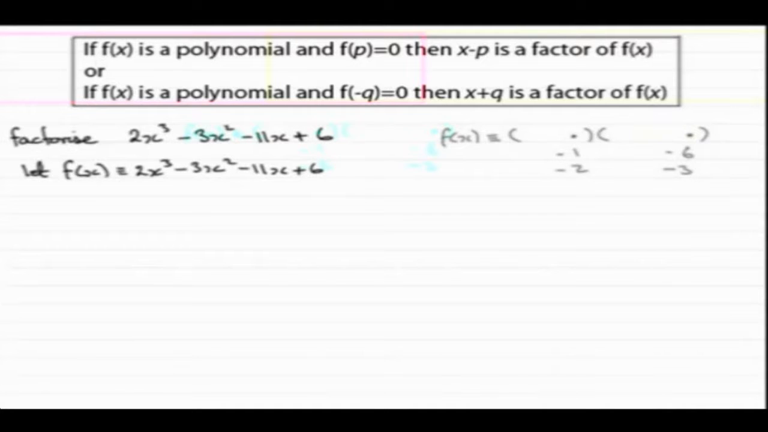So, let's start by trying x is 1. If you were to do f of 1, we would substitute x is 1 in here and have 2 times 1 cubed, minus 3 times 1 squared, minus 11 times 1 plus the 6. And if we work that out, what does it come to? It comes to minus 6. So it didn't come to 0. If it did, then x minus 1 by the factor theorem would have been a factor of f of x.